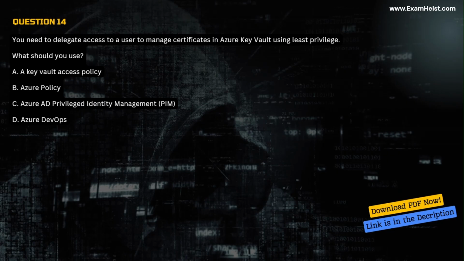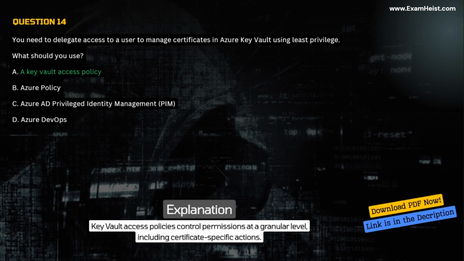Question 14. You need to delegate access to a user to manage certificates in Azure Key Vault using least privilege. What should you use? A. A Key Vault access policy. B. Azure Policy. C. Azure AD Privileged Identity Management (PIM). D. Azure DevOps. Correct answer A. A Key Vault access policy. Explanation. Key Vault access policies control permissions at a granular level, including certificate-specific actions.